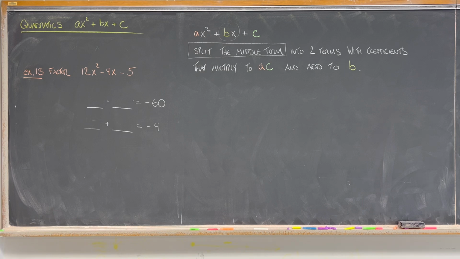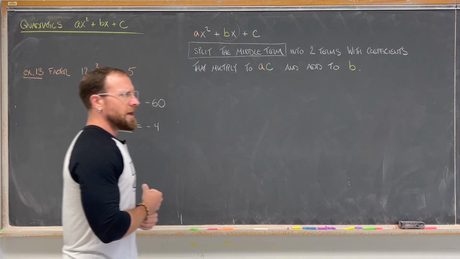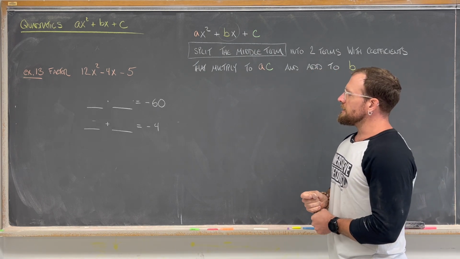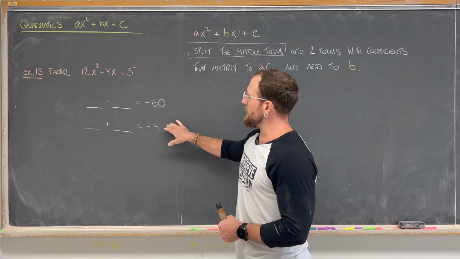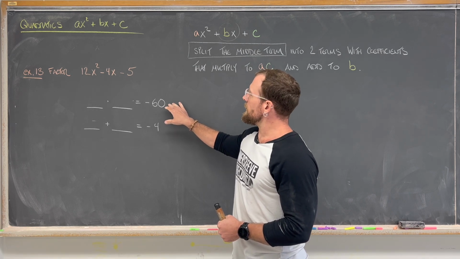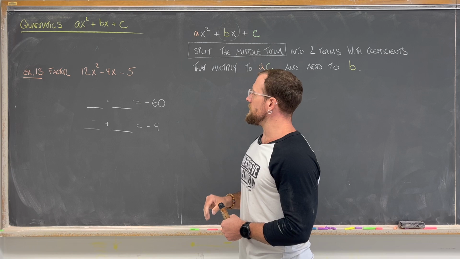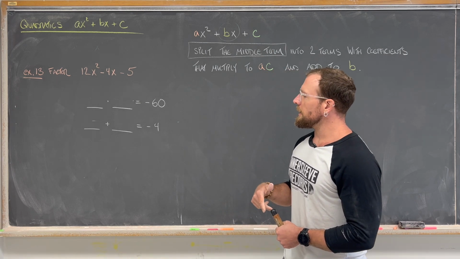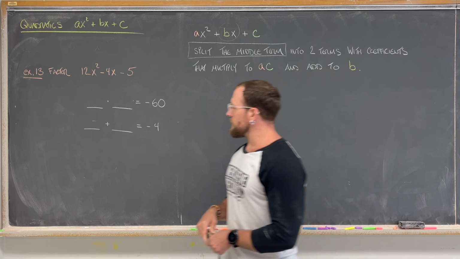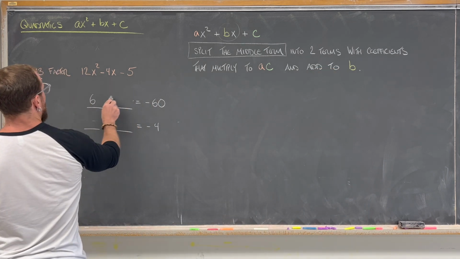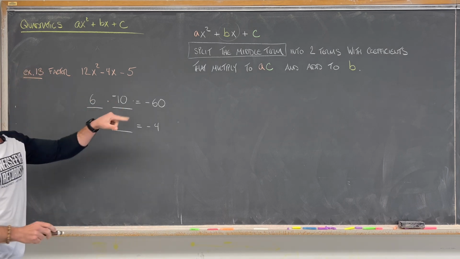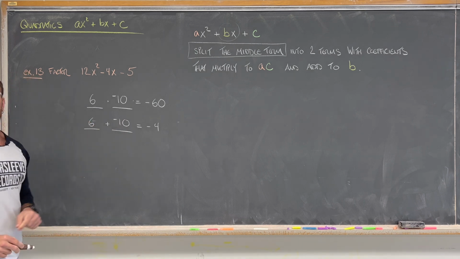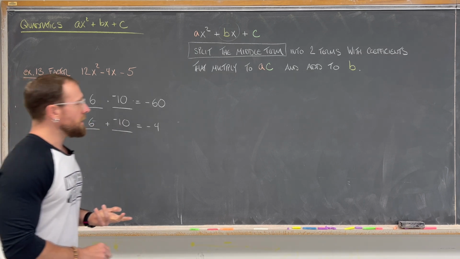And I need those same two numbers to add up to the middle term, which is negative 4. OK, so let's see. Scratching my head, what are the factors of negative 60 that add up to negative 4? Well, the fact that they multiply together to be a negative number means one of them needs to be positive and one of them needs to be negative. I think what I'm looking for here is 6 and negative 10. 6 times negative 10 is negative 60, and 6 plus negative 10 would be negative 4.